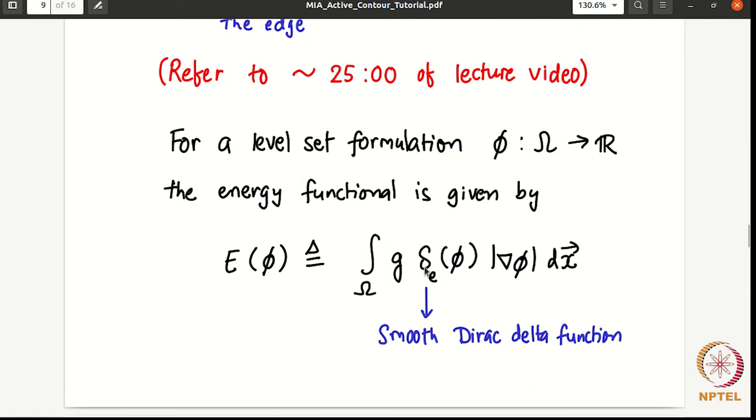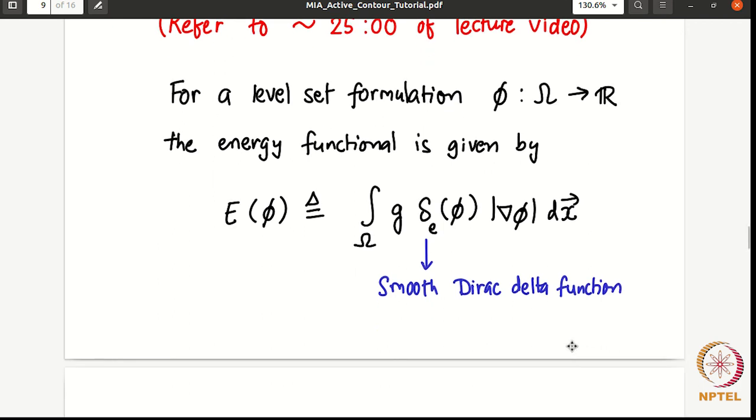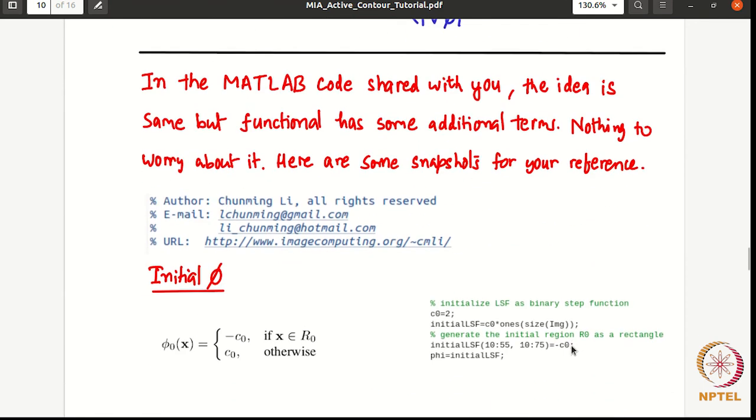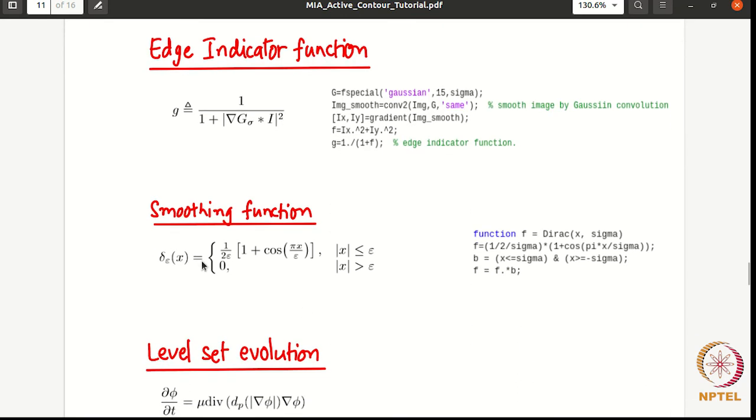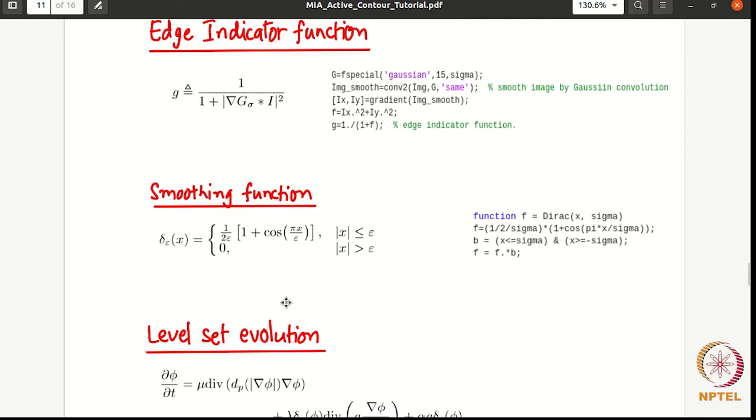Sir has explained that this is a smooth Dirac delta function. For the smooth Dirac delta function, sir has written 1 upon pi into epsilon upon epsilon square plus something, right? It was written like this, but here they have used some different formulation. So they are using this function to smooth it. You can use Sir's formula also, no problem.